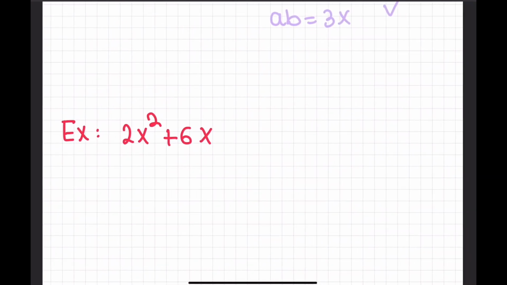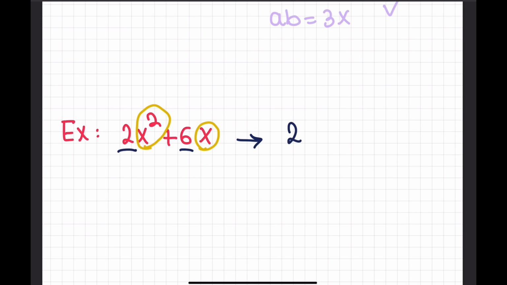We move on to this one: 2x squared plus 6x. And we want to factor. The first thing I have to see is what I can factor from this one. Number-wise, I look at 6 and 2, and both numbers have something in common, and that number is 2, because both of them are multiples of 2. Regarding the variables, I have x here and x squared here. What these two have in common is x.